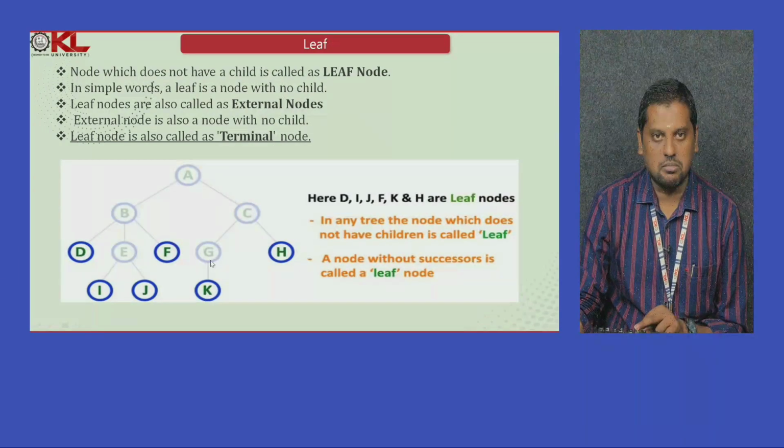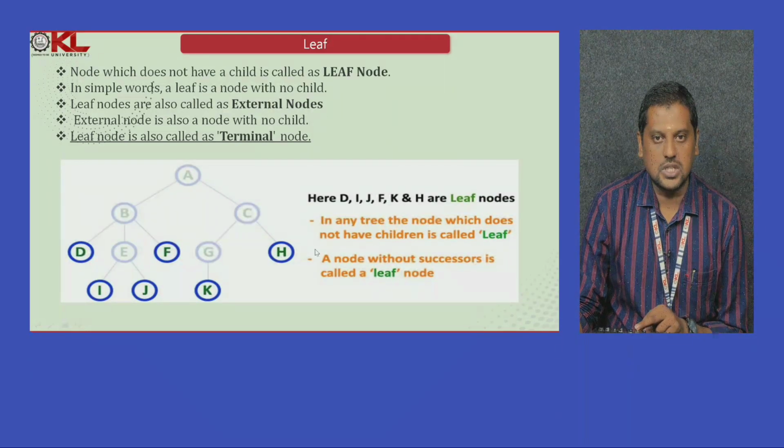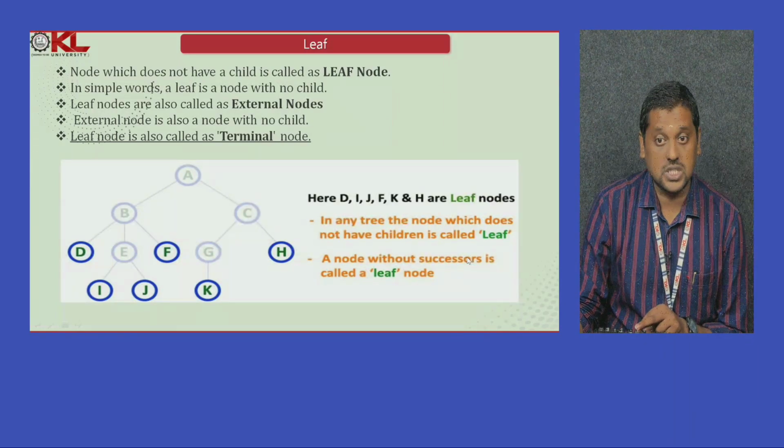In this given example, be very clear, the node which doesn't have a child node is said to be a leaf node. So the nodes highlighted here, D, I, J, F, K and H, are leaf nodes. In any tree, the node which does not have children is called a leaf, and we also say a node without a successor is called a leaf node. It is very important.